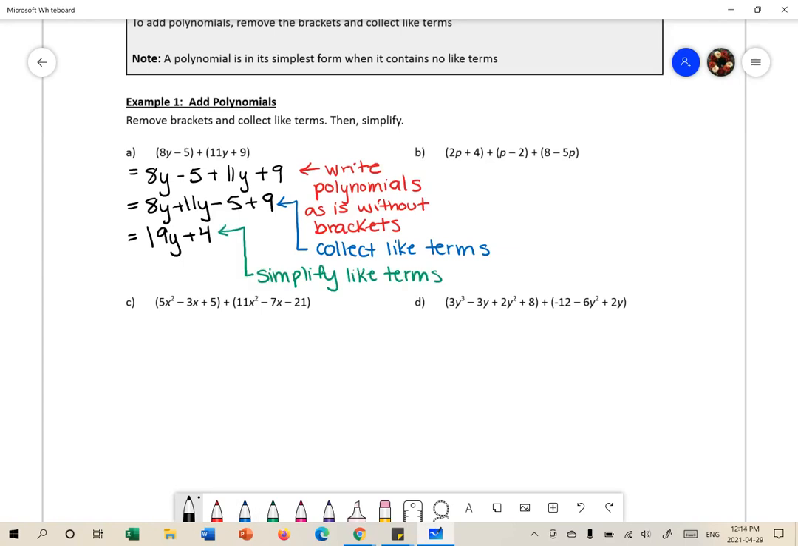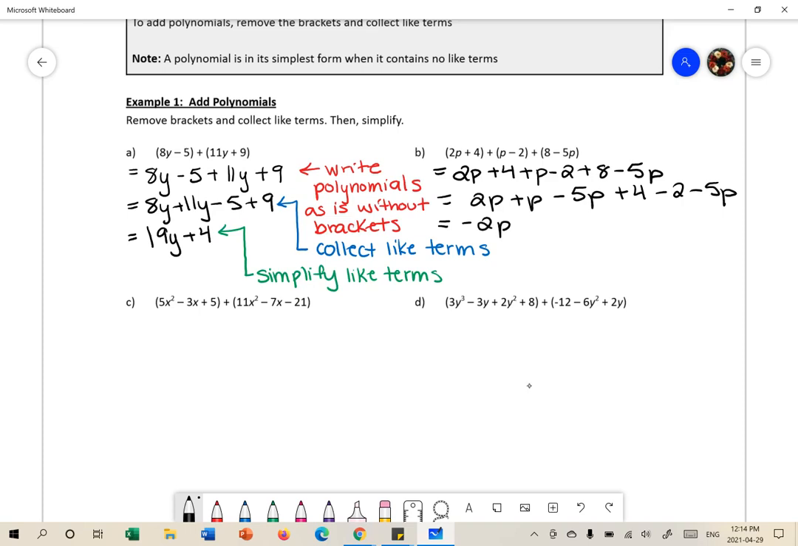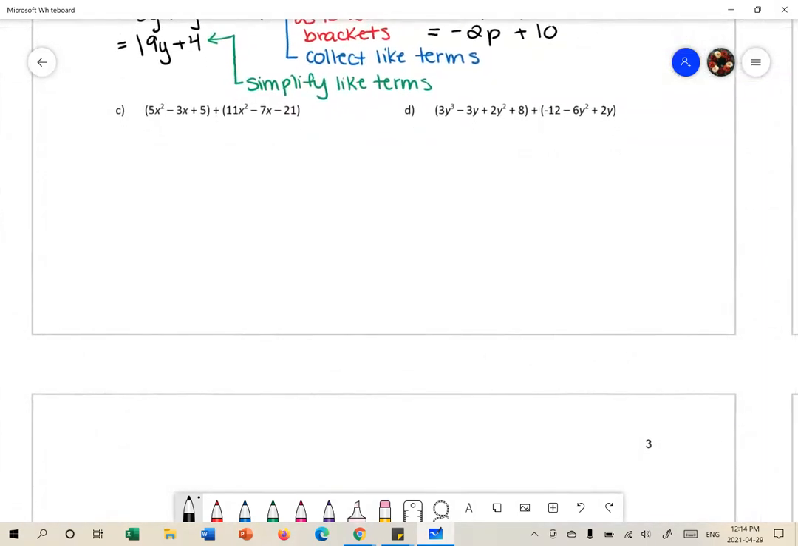Next example, we're going to expand out of the brackets by rewriting all of our terms without brackets. Then we will collect like terms. And then we will simplify like terms.